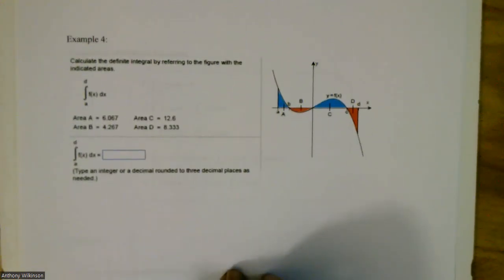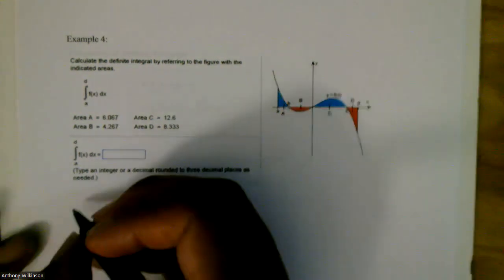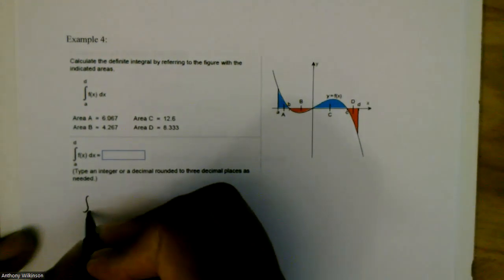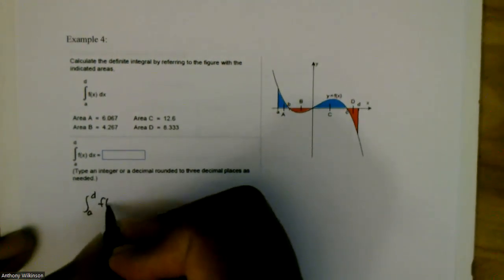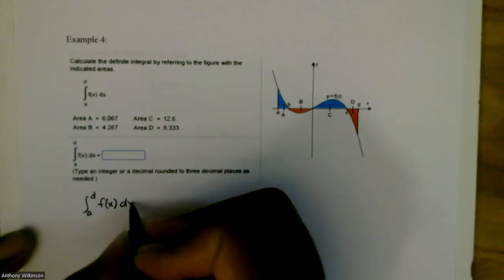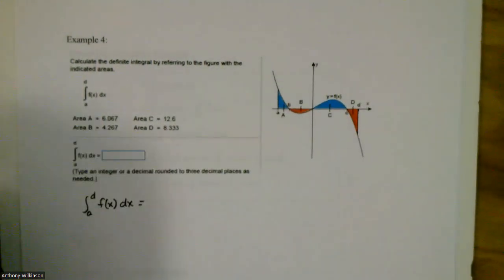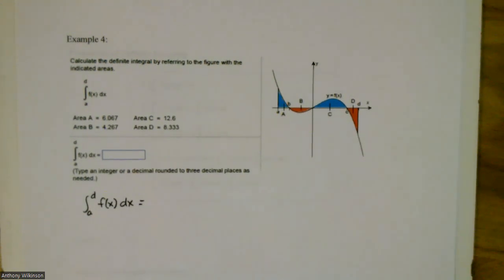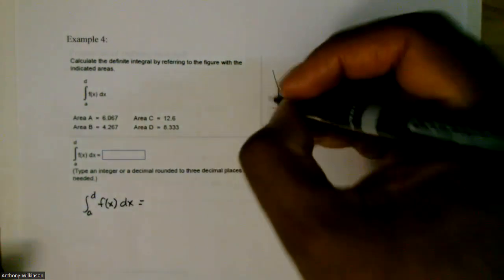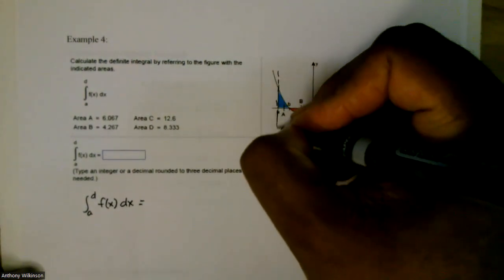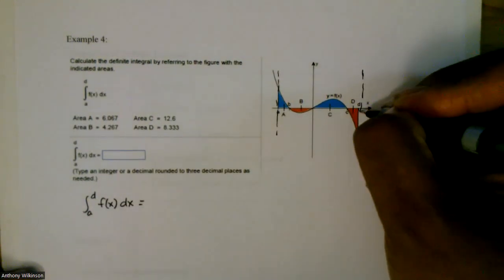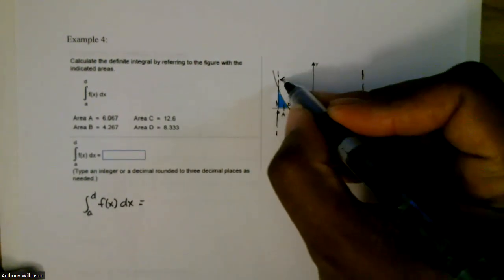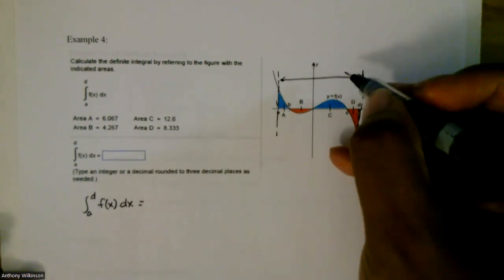All right. In example 4, let's say we want the integral from a to d of f of x dx. And we're finding out what that area is going to be. So lowercase a is way over here, and d is way over here. So we're looking at everything from this distance, a to d.